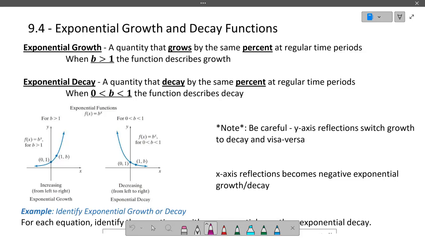We looked at a couple exponential models yesterday. Now we're going to write our own based on different criteria. So we have our exponential growth and exponential decay, which grow and decay by the same percent.